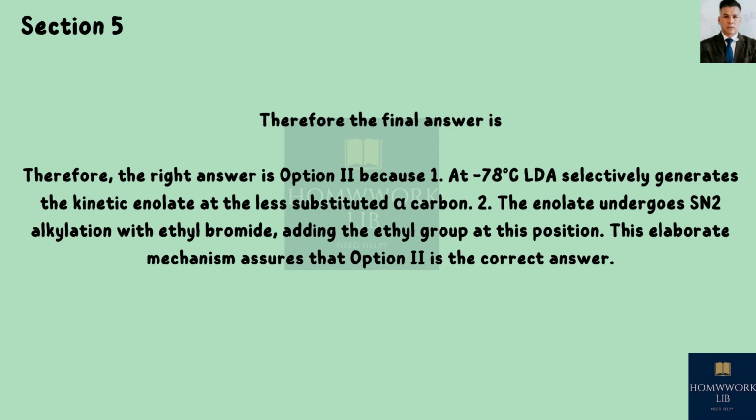Therefore, the final answer is: the right answer is option 2, because, one, at -78°C, LDA selectively generates the kinetic enolate at the less substituted alpha carbon. Two, the enolate undergoes SN2 alkylation with ethyl bromide, adding the ethyl group at this position. This mechanism assures that option 2 is the correct answer.